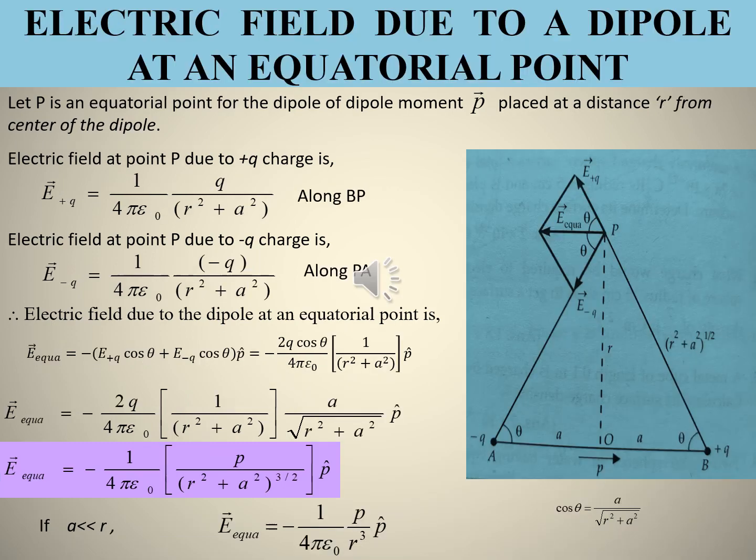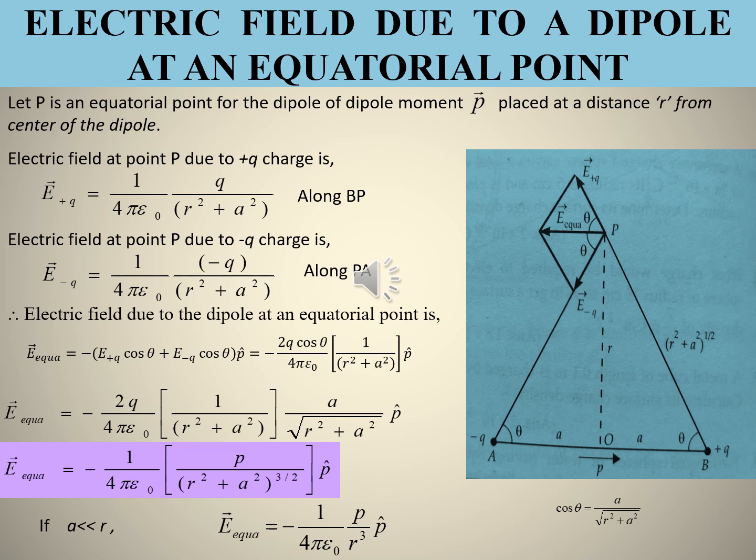Now let us derive an expression for electric field due to a dipole at an equatorial point. Let one electric dipole consist of the two charges plus q and minus q separated by a distance twice a as shown in the diagram. O is the midpoint of the dipole and p vector is the electric dipole moment of the dipole. The electric dipole moment vector is directed from the negative charge towards the positive charge. The point P is situated at a distance of small r from the midpoint of the dipole O.